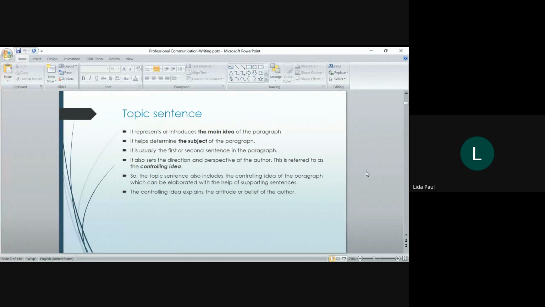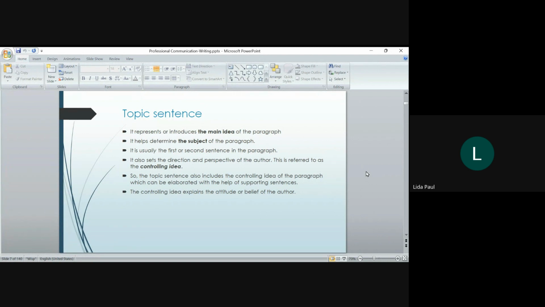Now look at the third point that you see here. It is usually the first or second sentence in the paragraph. Why are we saying this? Because when you talk about writing, it's not just about what information or what arrangement of information goes into the paragraph that is important. It's also important where you place this, right?